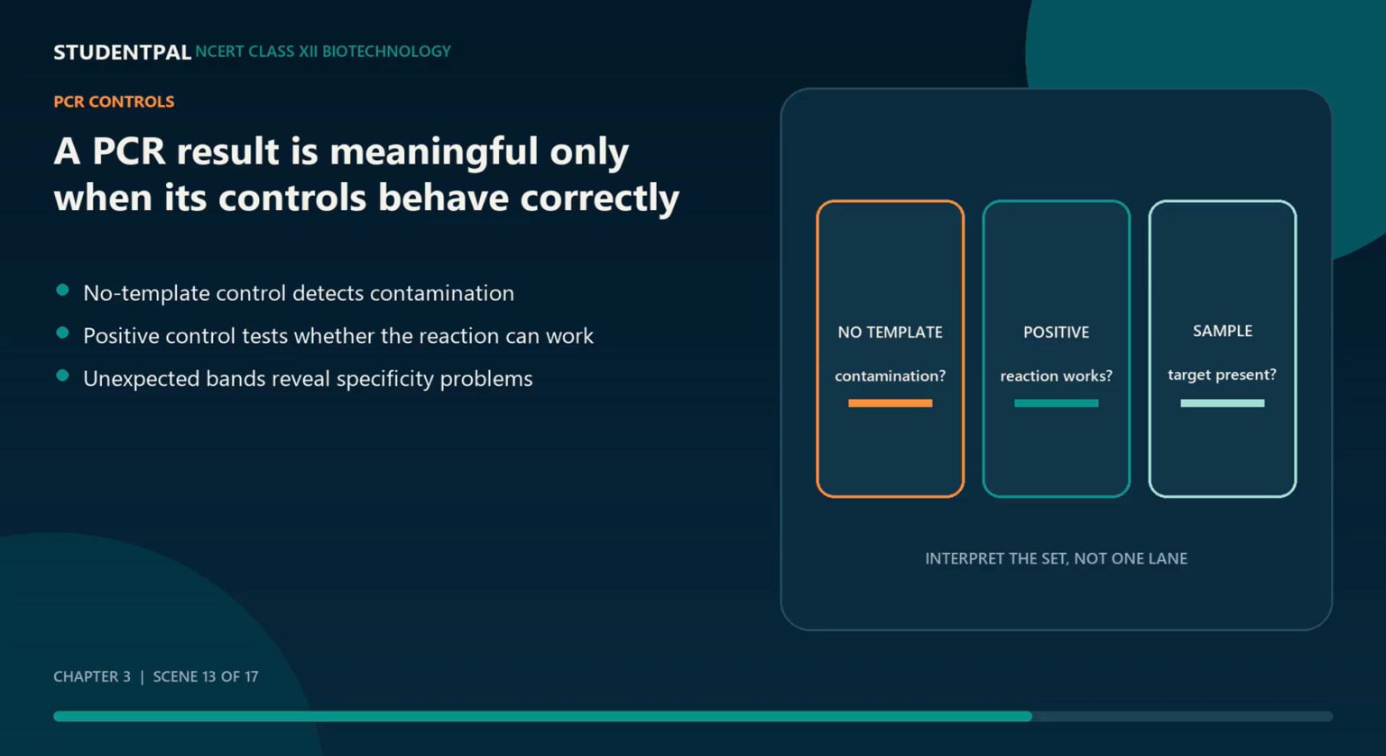If the sample gives no band but the positive control works, consider missing target, poor extraction, inhibitors, or primer mismatch. If multiple bands appear, consider non-specific primer binding, unsuitable annealing temperature, or excessive magnesium and cycle number. Gel bands must be compared with a molecular size marker. The strongest conclusion combines correct controls, expected size, and when identity matters, sequence confirmation.